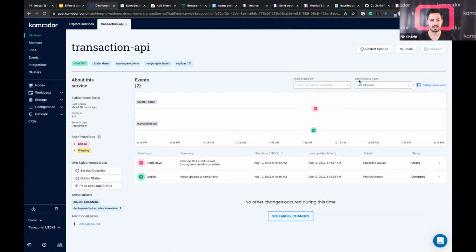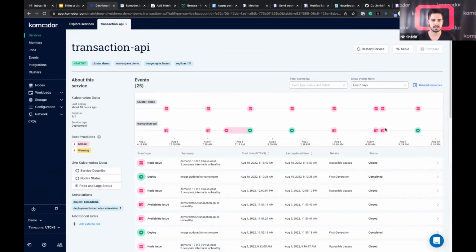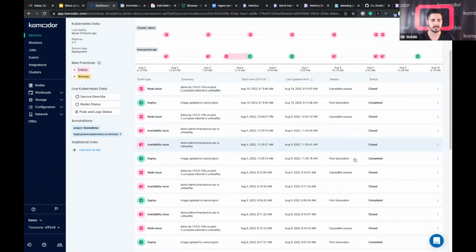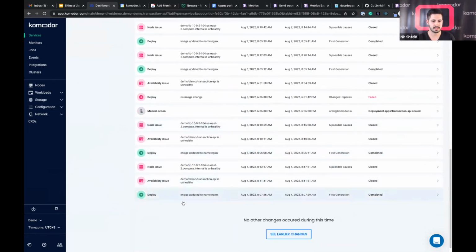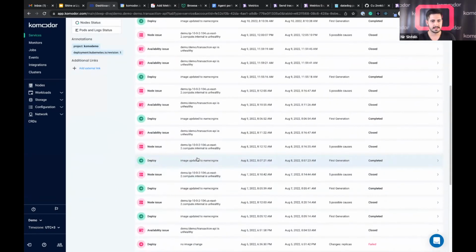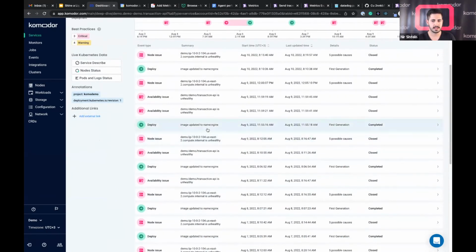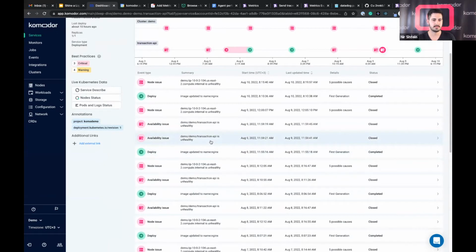I can also see in the main view what happened to the service, and not only in the last 24 hours, but also in the last week. As you can see, in the last week I had several rollouts that are represented by a green line of deploy. And I can see that almost after every deploy, I also had an availability issue, meaning my service was unhealthy. So my customer didn't complain for nothing. I really had a problem.